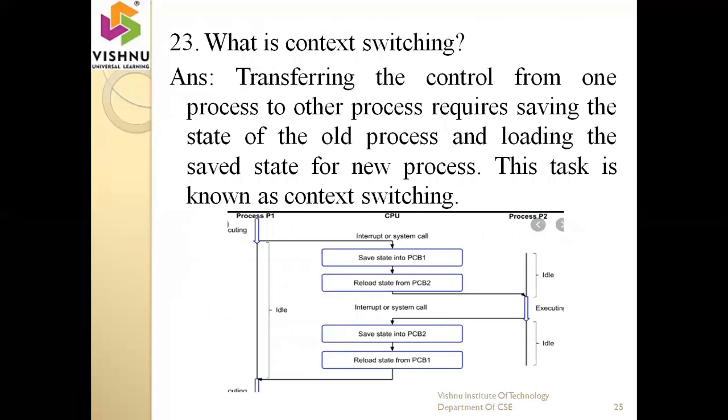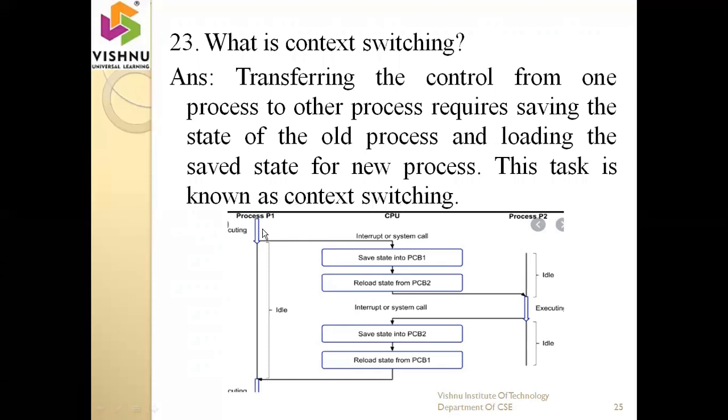The name is called switching. Switching means moving from one position to another position. So what is the purpose of context switching? Transferring the control from one process to another process requires saving the state of the old process and loading the saved state of the new process. This task is known as context switching.